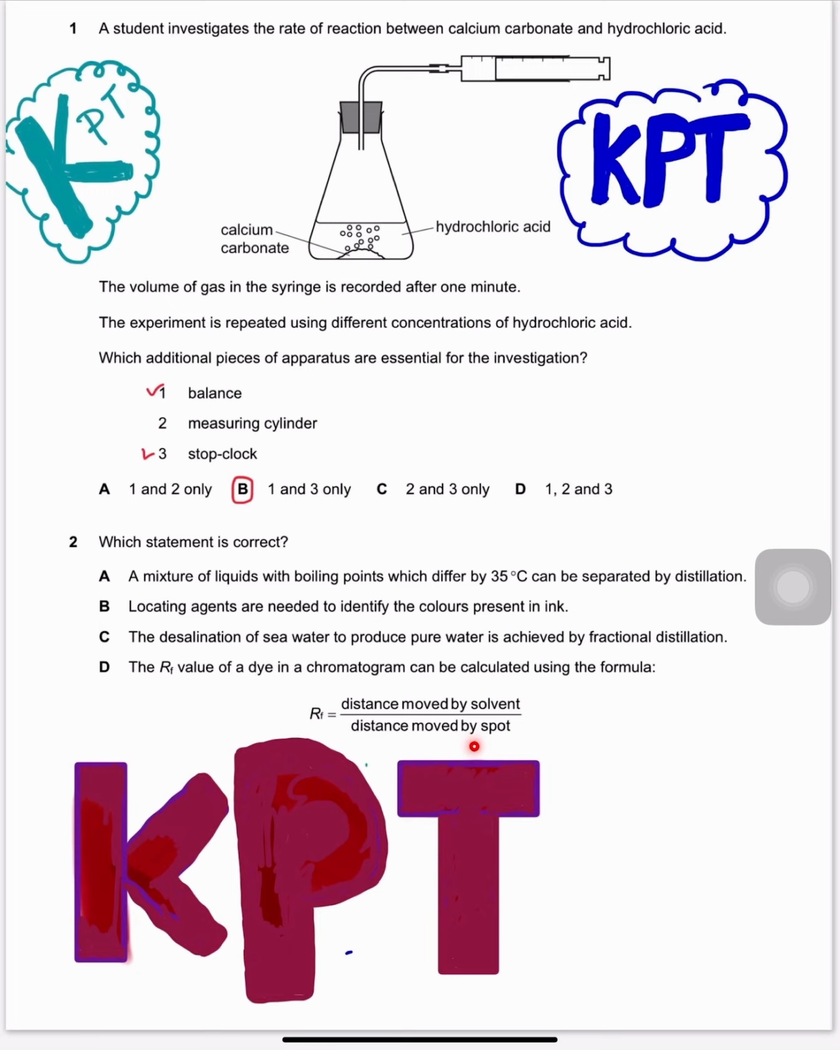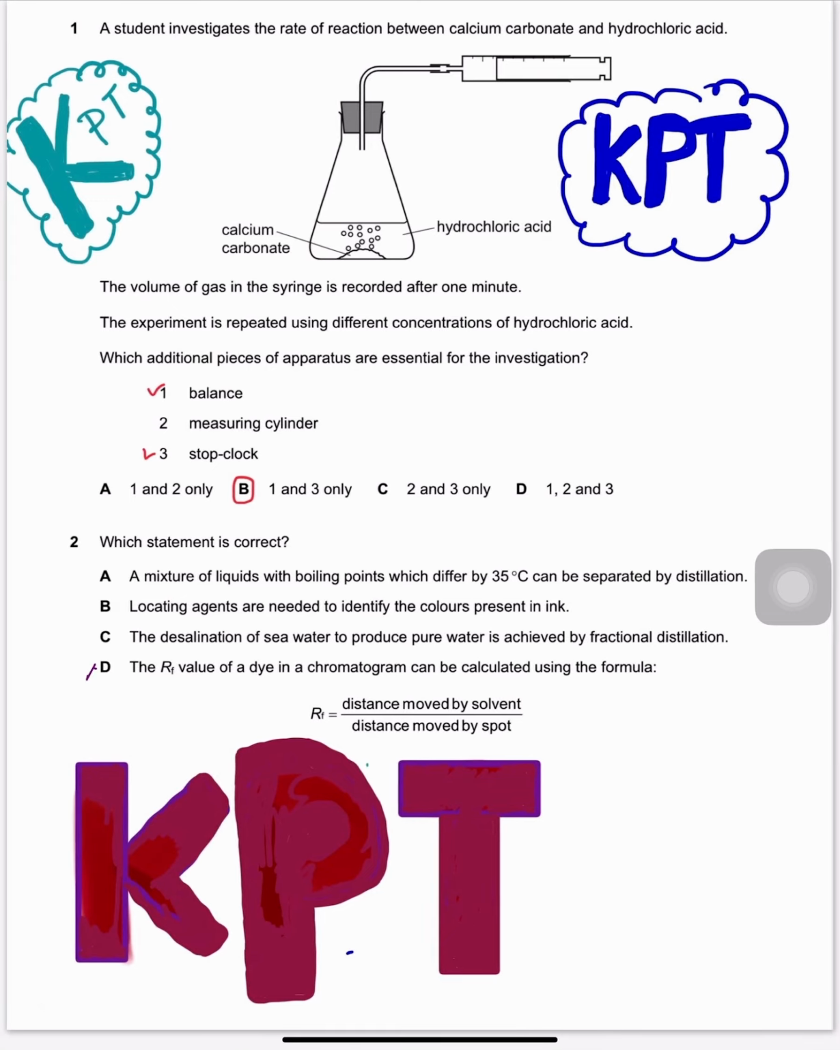What is the formula of RF? RF is called a retention factor. We are implementing this RF in paper chromatography. And what is the RF formula? RF is equal to distance moved by spot divided by distance moved by solvent. So this D is a wrong option. I'm marking it over here. This D is a wrong option.